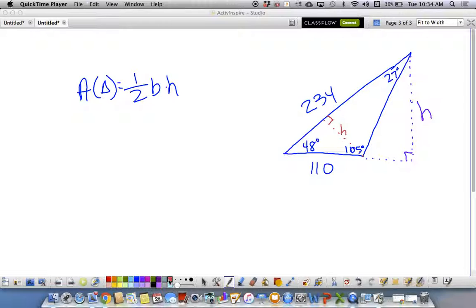No, you won't get the same height, but you'll get the same area. Why? Because if I'm using this purple one, I'm using 110 as my base, and that's my height. But if I'm using this pink H, my base is 234, and my height is much smaller.